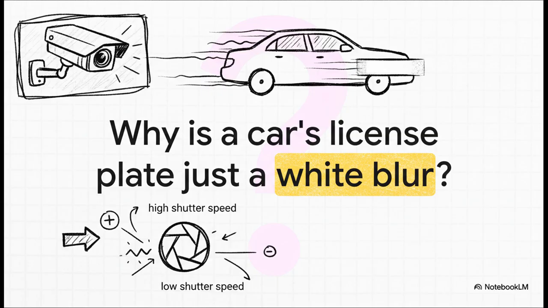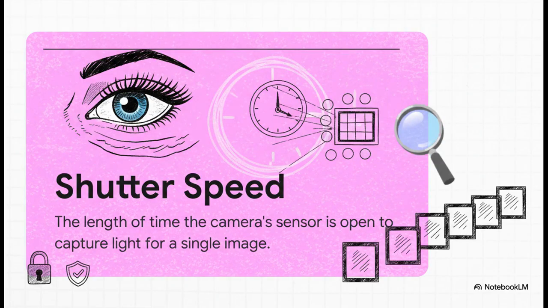Well, it all comes down to the shutter. So what even is shutter speed? The easiest way to think about it is like the blink of an eye. It's the tiny, tiny fraction of a second that the camera's sensor is open, gathering light to build one single frame of video. And believe me, the length of that blink changes absolutely everything.